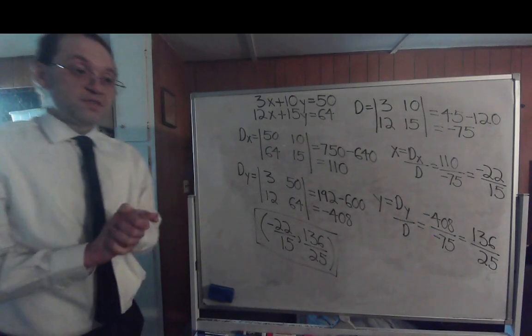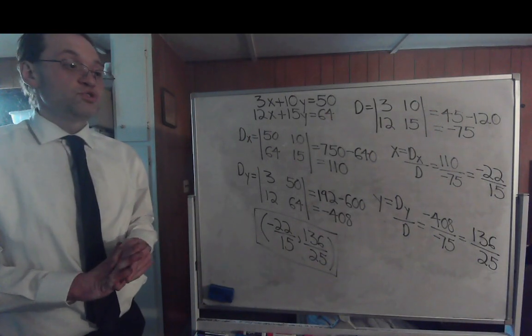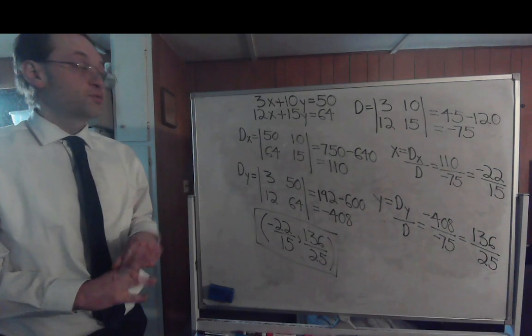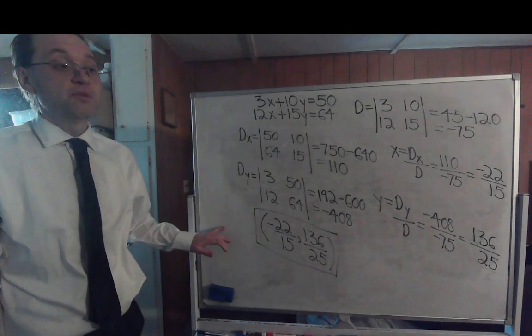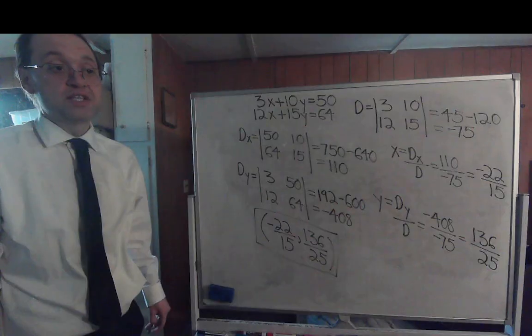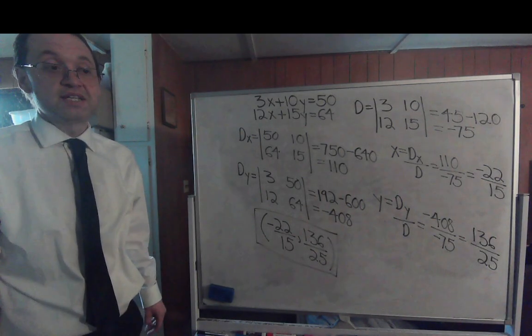So that's it for this lesson. Next lesson we will do Cramer's rule for 3-variable systems of equations. It's going to run similar to this, only we're going to have 3x3 determinants, which as we know are not quite as nice to work with.